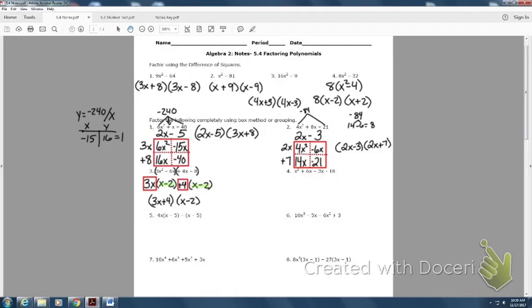Okay. Let's look down at 5 real quick. So it's already set up as grouping. It's already pulled out the greatest common factors. The x minus 5 has repeated itself, so that's going to be one of our factors. What would the other factor be? 4x minus 1. You need to make sure that you see that subtraction. That's going to be a minus 1 in there.